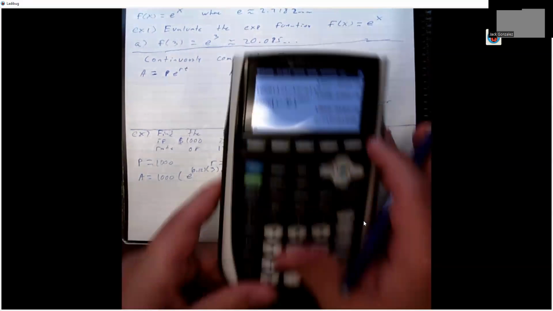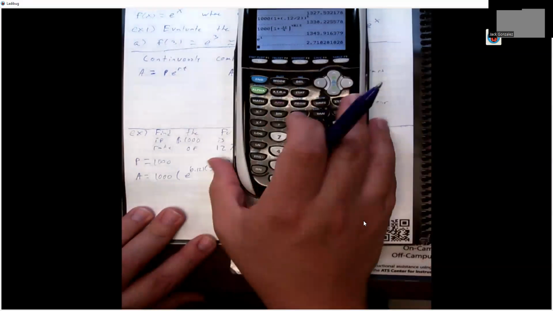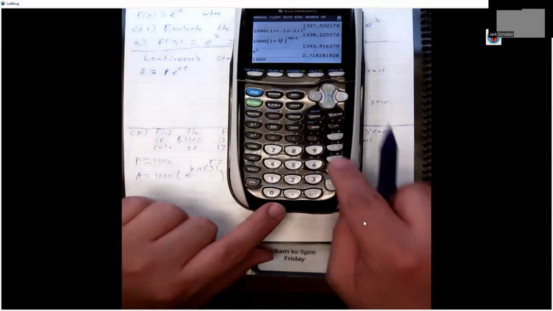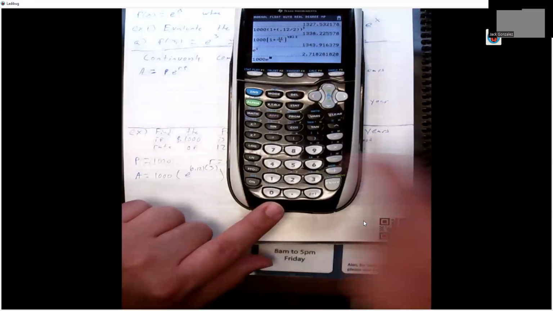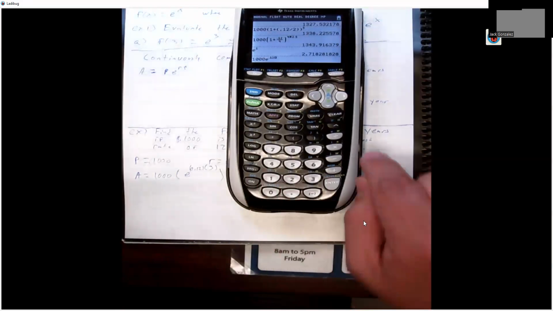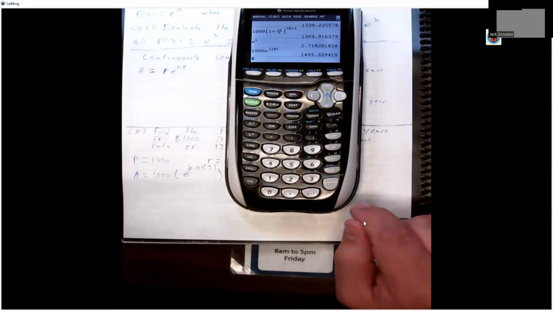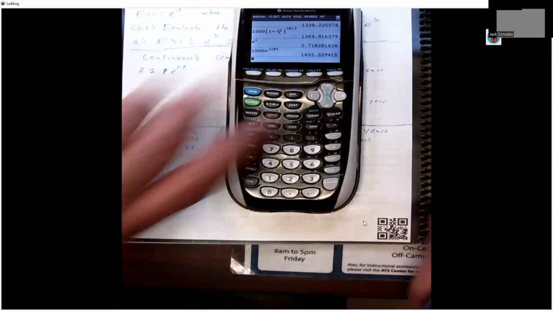We punch it in the calculator, you can see it better. The 1,000. I guess we don't need the parentheses, that's fine. e to the 0.12 times 3. So it's about 14.33 and 33 cents. Okay, so 14.33, 33 cents. So 0.12 times 3, 1,000 principal.